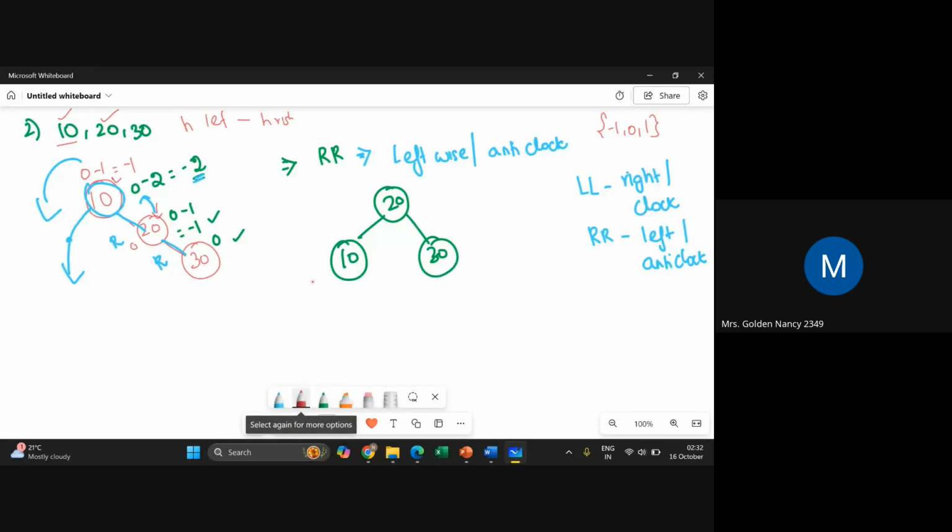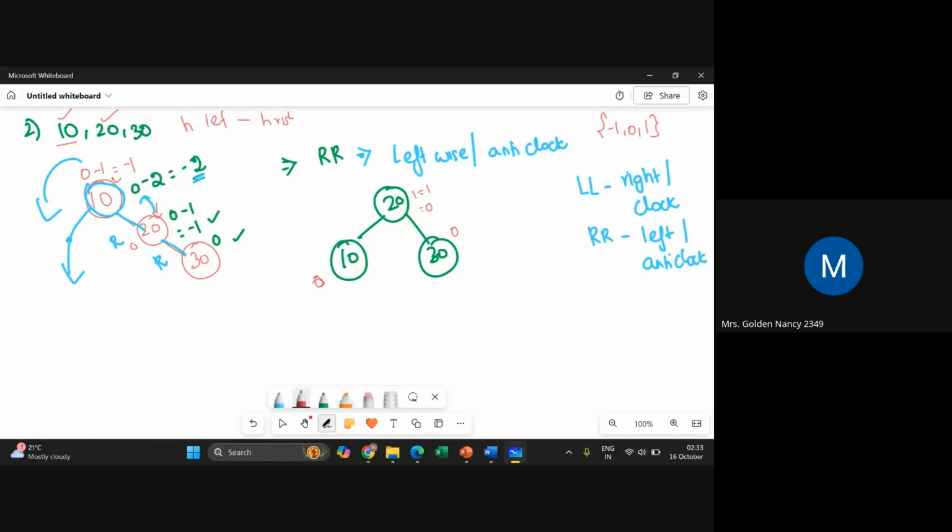Balance factor of this node is 0 because there is no left subtree or right subtree. Balance factor of this is also 0, no left subtree or right subtree. And balance factor of 20 is 0, 1 minus 1 is 0. So now this is a proper AVL tree.